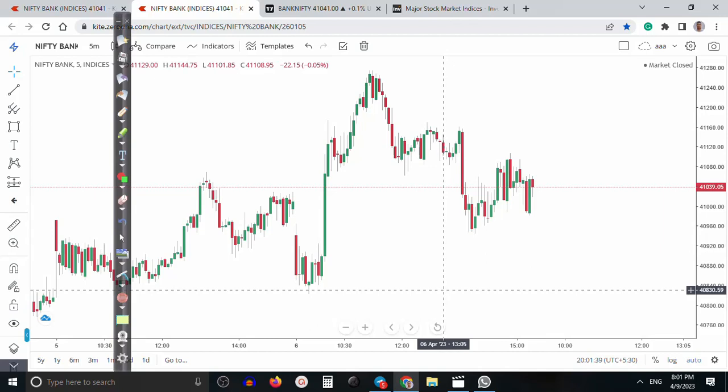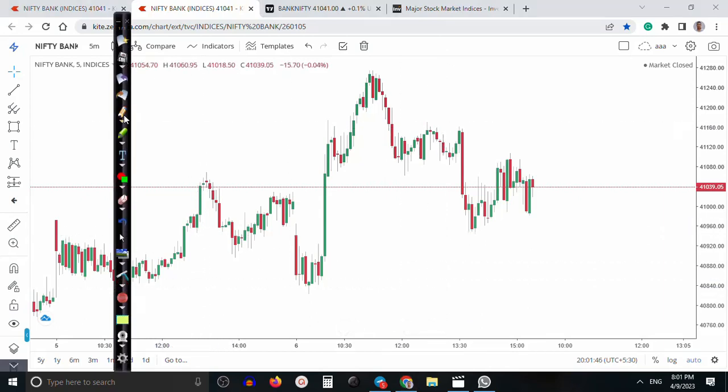Alright, so basically it's a clear uptrend, and right now price is giving some pullback. This is called a pullback, creating a lower low, lower high, and a lower low, and trying to create a lower high and lower low. Alright.